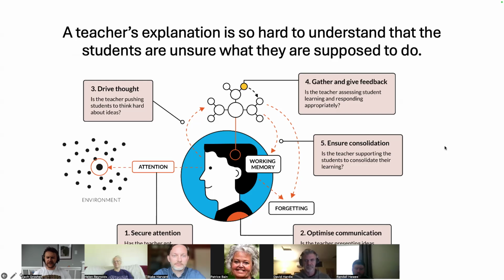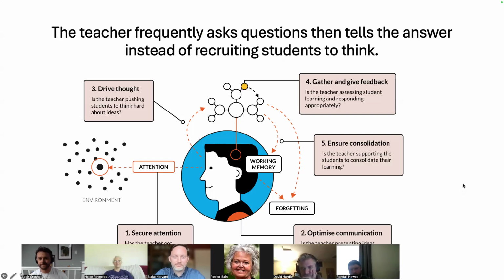A teacher's explanation is so hard to understand that the students are unsure what they're supposed to do. I can't fool you, can I? We are on number two. How about this one? The teacher frequently asks questions, then tells the answer instead of recruiting students to think.